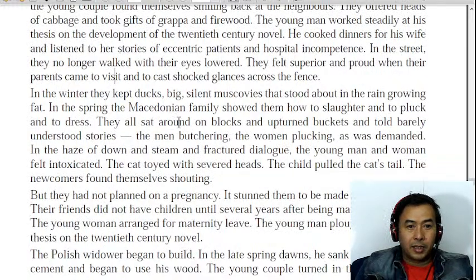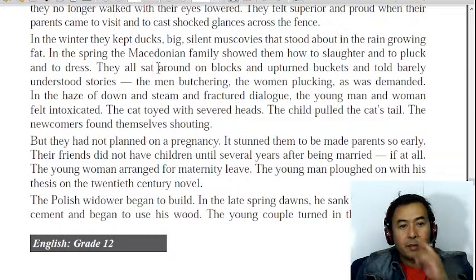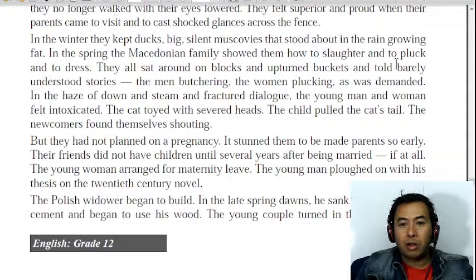Well, in the winter again, they kept ducks. They kept ducks, big, silent Muscovies that stood about in the rain growing fat. In the spring, the Macedonian family showed them how to slaughter and to pluck, to dress. They all sat around on blocks and upturned buckets and told barely understood stories.